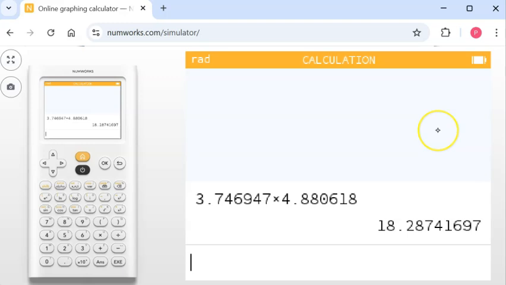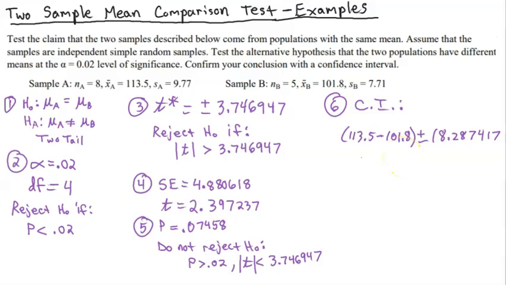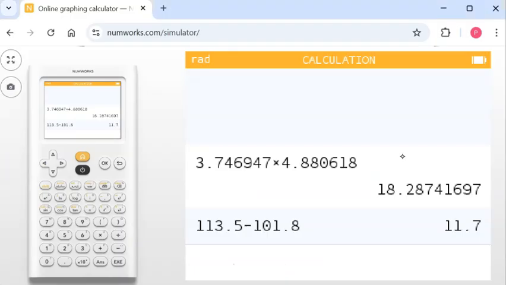And this 113.5 minus 101.8, let's see what that is. That gives me 11.7. So what we have here is 11.7 plus or minus 18.287417. So we're going to do 11.7 minus first, okay?